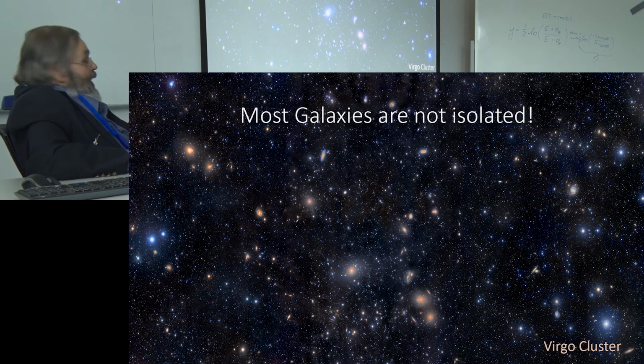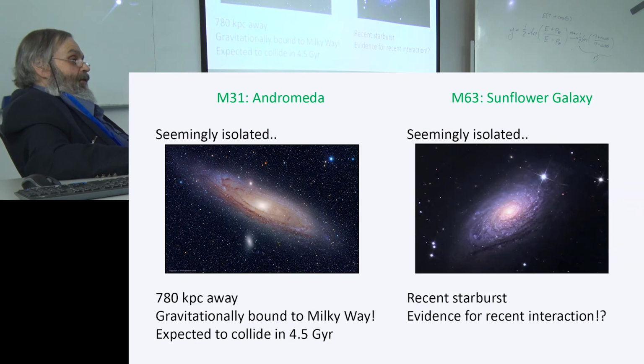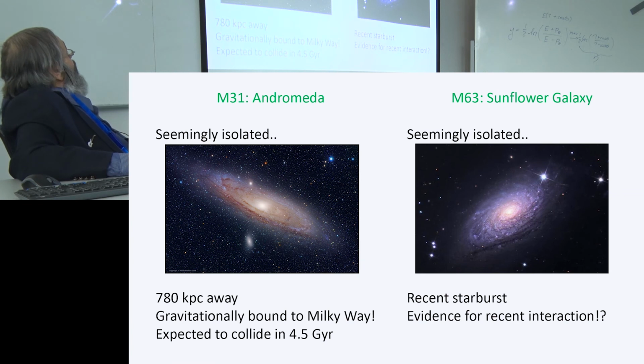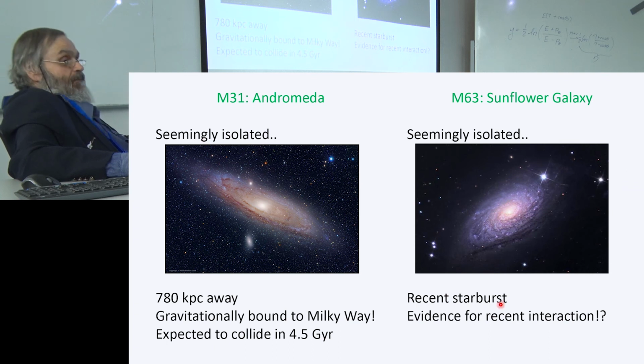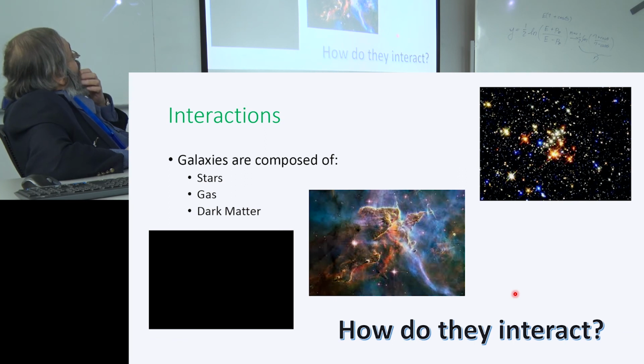What is interesting, I guess, is that most galaxies are not isolated. So M31 or Andromeda is seemingly isolated, but we know that it is actually going to collide with us in about 4.5 billion years. And the Sunflower Galaxy seems to be isolated, but there's a recent burst of star formation, so maybe something perturbed that.